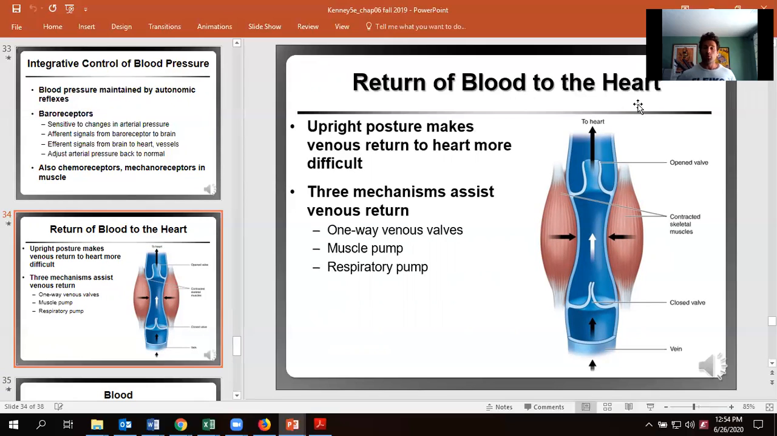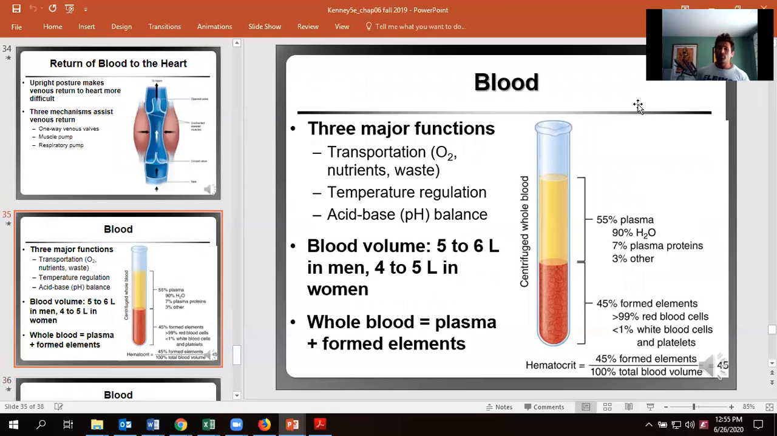Now, one thing else to keep in mind is a respiratory pump. So breathing in and breathing out is also putting pressure on the veins in your torso. And because of that, that's also helping return blood to the heart, which is going to allow it to pump a little bit faster. Now let's finally talk about the wonderful blood itself.